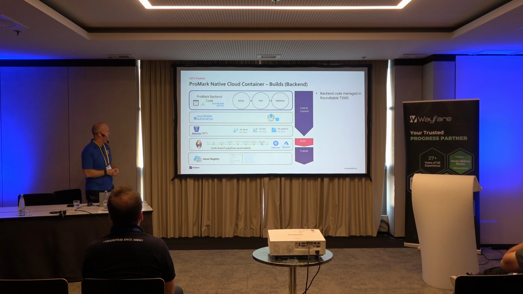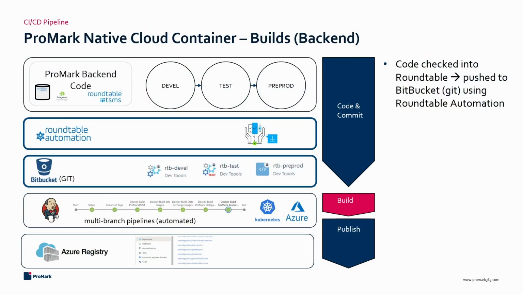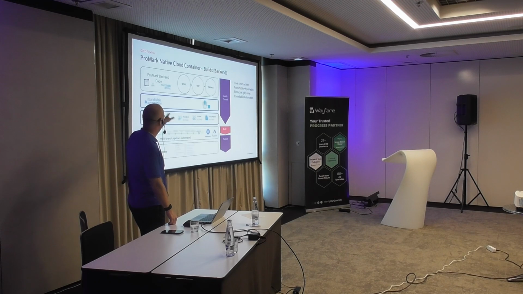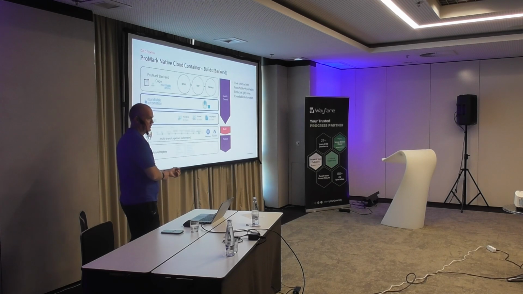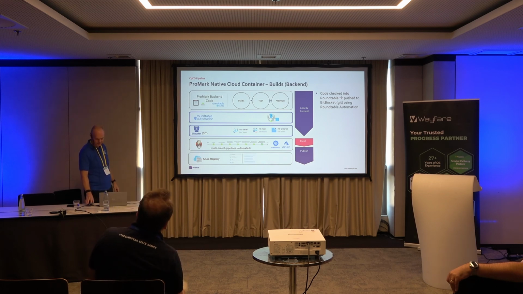So we have this middle layer here called Roundtable Automation, which picks up when we commit code in Roundtable and pushes it to an equivalent. Basically, it's a carbon copy of the code that gets pushed into Bitbucket. For each workspace that we have in Roundtable, we have a Jenkins CI flow that handles a lot of builds on the Windows side, and that triggers commits into Roundtable that then commits into Bitbucket. And from there, we can pick up and do a lot of other fancy stuff.